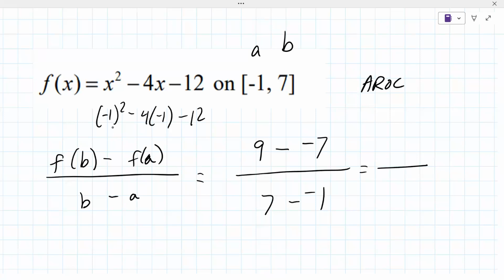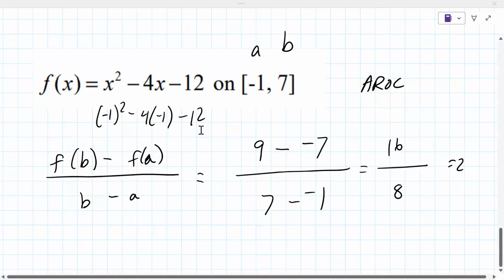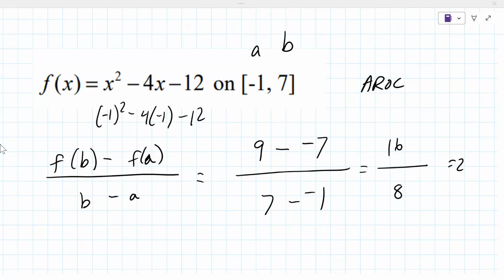16 over 8, which is 2. It's important for me to see you work fully through one of these on your own. So what questions do you have about this? Because I want to put one up like this. It's different numbers, different equation, but same steps: find f of b, find f of a. The final number is all that we're looking for.